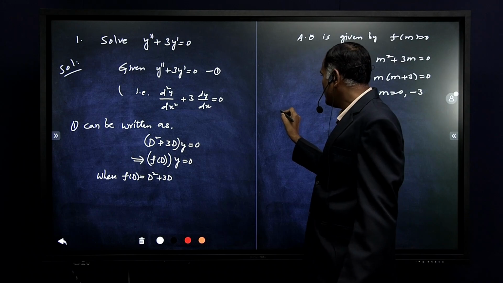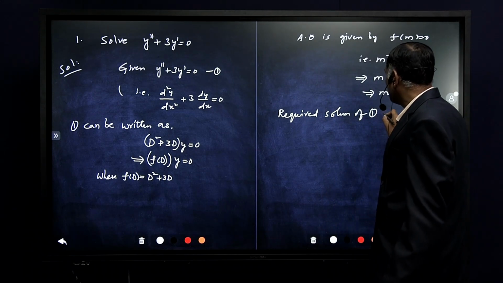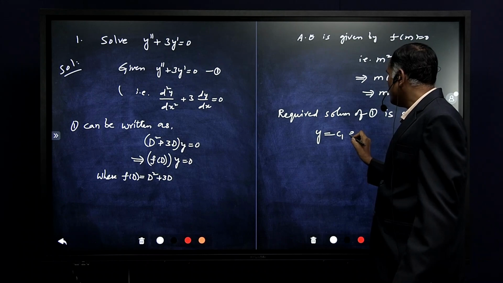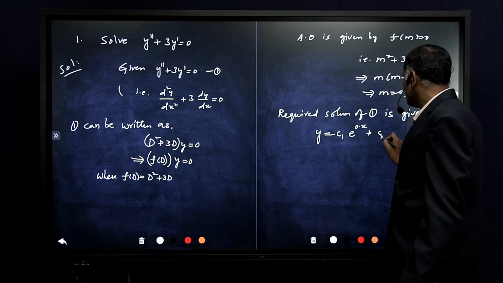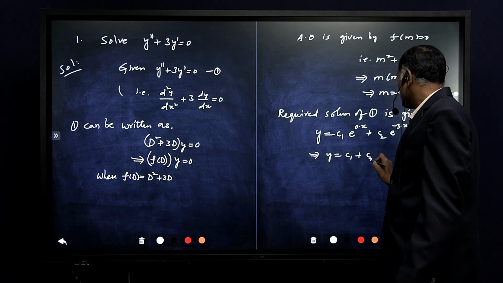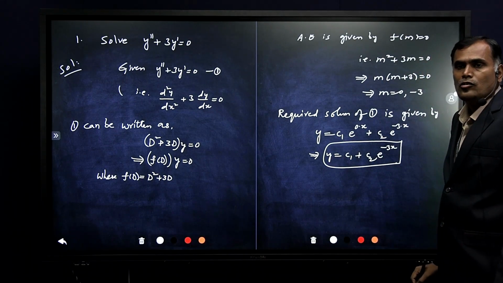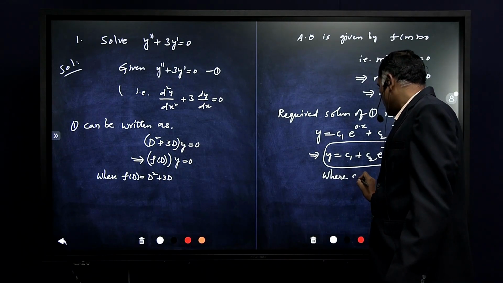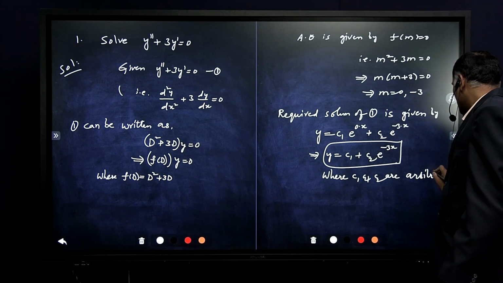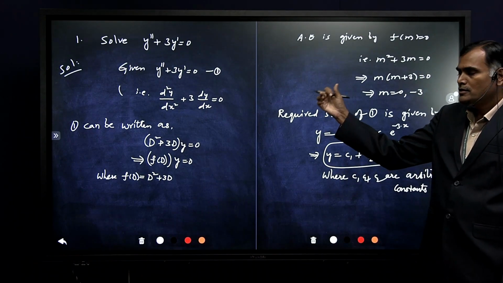So we write the solution like this. The required solution is given by y equals c1 into e power first root into x plus c2 into e power second root into x. So this is nothing but y equals c1 plus c2 e power minus 3x. Now this is the solution of the given homogeneous linear DE with constant coefficients, where c1 and c2 are arbitrary constants. Now let us discuss another example.